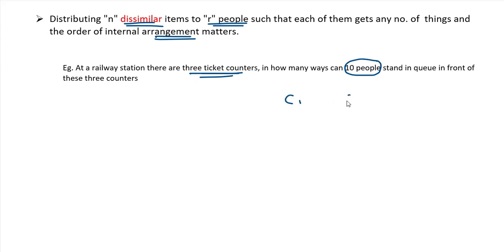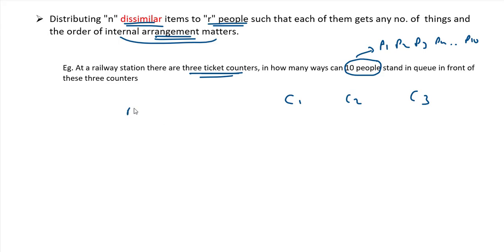So there are three counters C1, C2 and C3 and there are 10 people. So all of these 10 people can decide to stand in front of counter 1. Now these 10 people are 10 different people, P1, P2, P3, P4 all the way up till P10. So who is standing at the front, who is standing at the back, or basically at which position, that is also important. So this is the meaning of this word. The internal arrangement also matters. So on which counter they are standing is also important, and in which order they are standing at each of these counters is also important. So in how many ways can this arrangement be done?